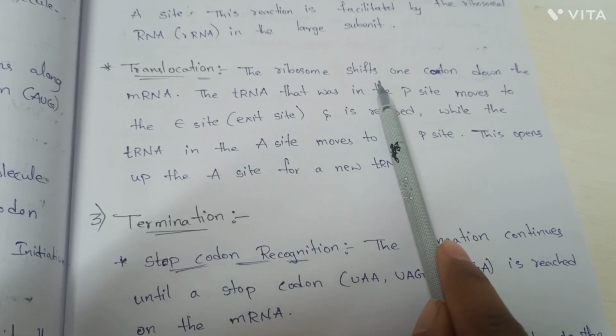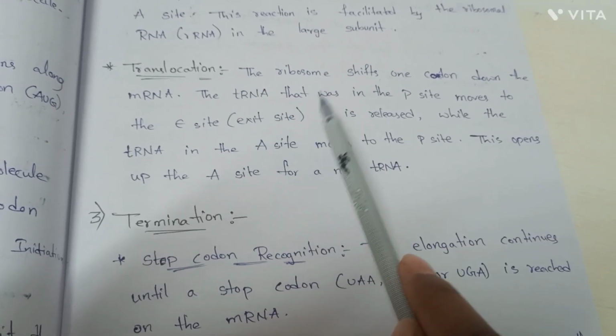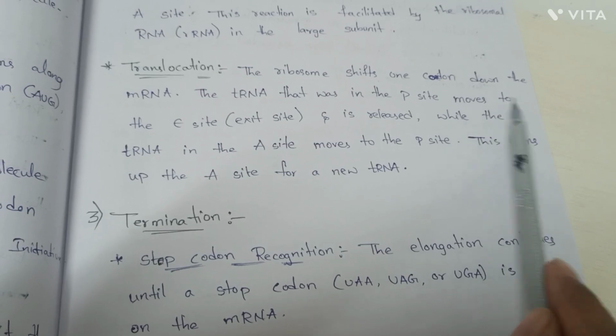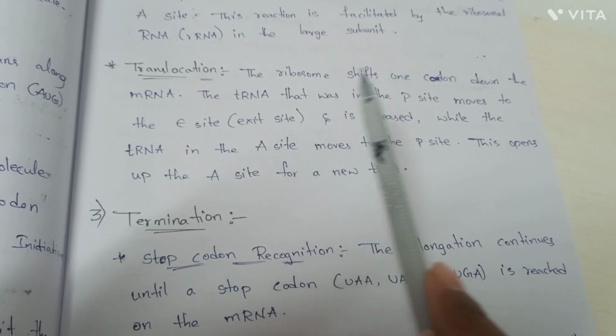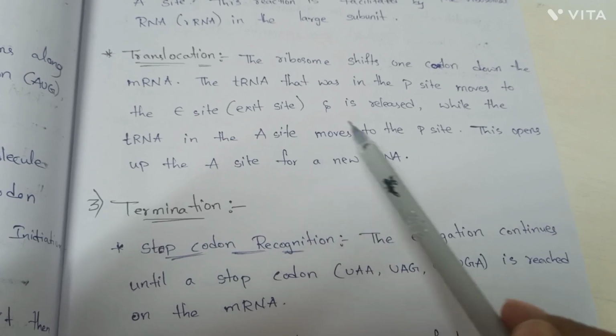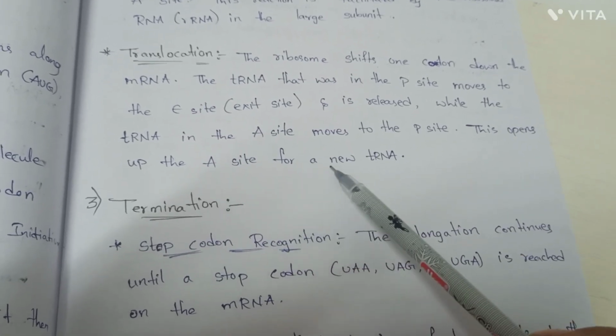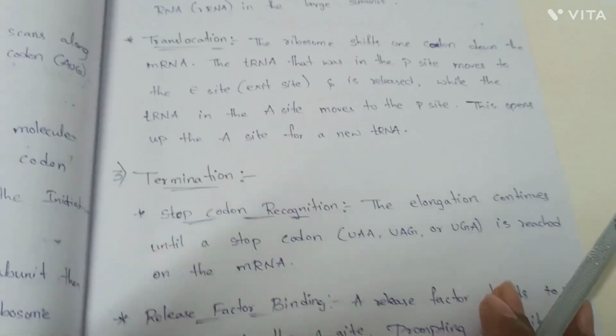Translocation. The ribosome shifts one codon down the mRNA. The tRNA that was in the P site moves to the E site, the exit site, and is released, while the tRNA in the A site moves to the P site. This opens up the A site for a new tRNA.